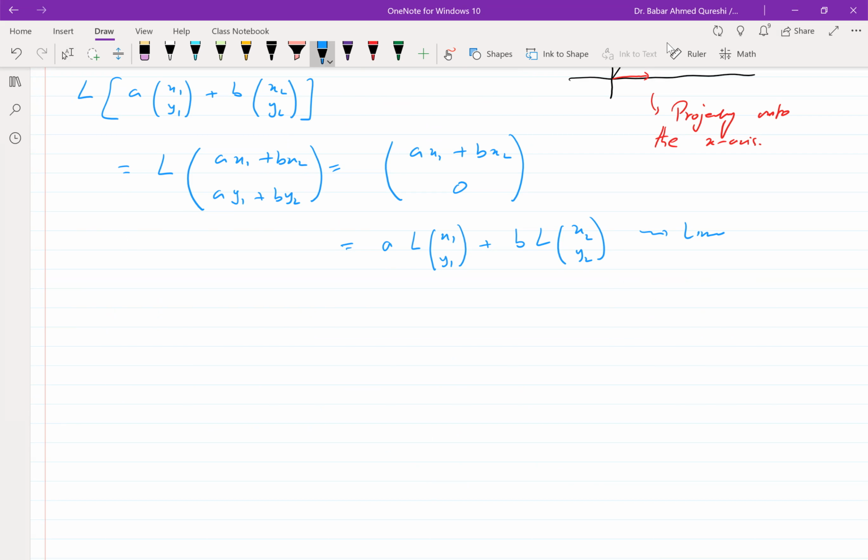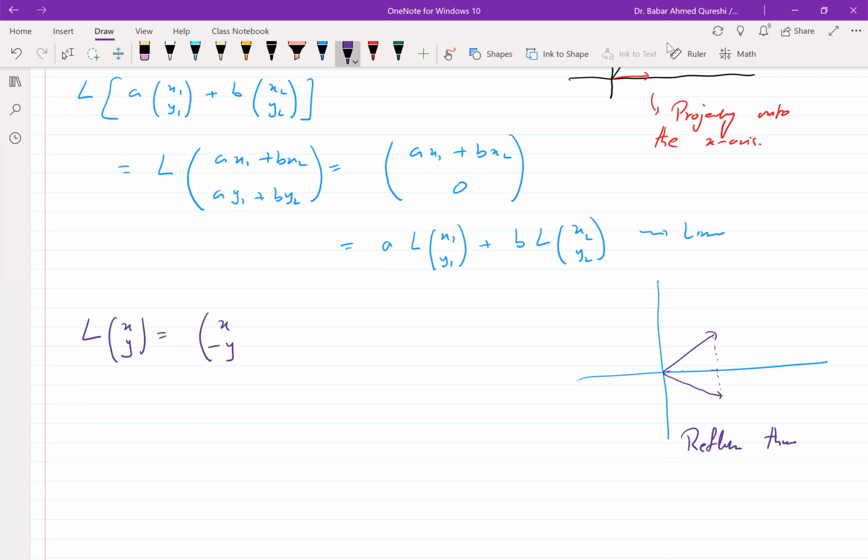You can consider this transformation. What is it doing? You take a vector, you are retaining its x component as it is, but reversing the y component. So you can call it reflection through x-axis. And you can check very easily that it's linear.